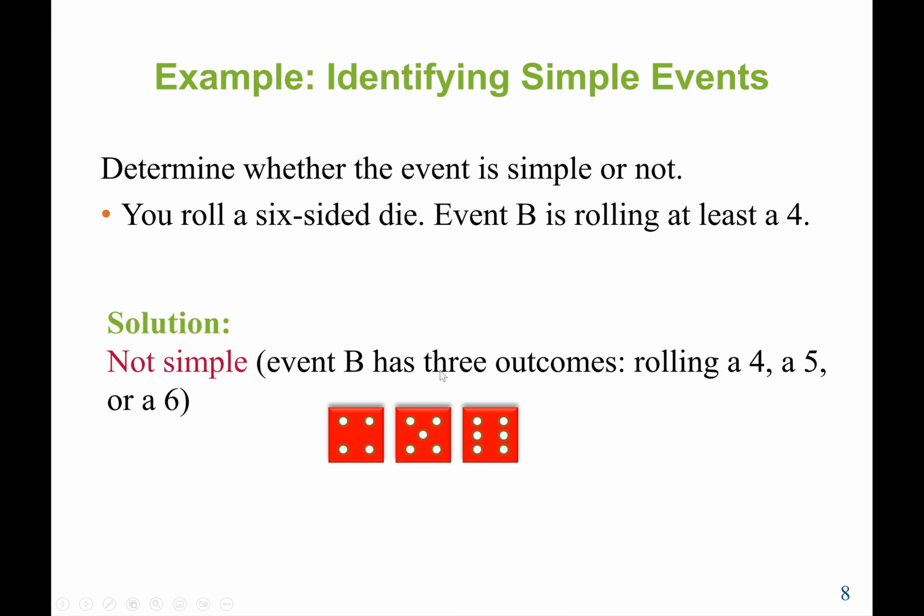So event B has 3 outcomes: 4, 5, 6. Because we said event B is rolling at least a 4. So that will be 6-sided, so we have 4, 5, 6. So it's not a simple event.